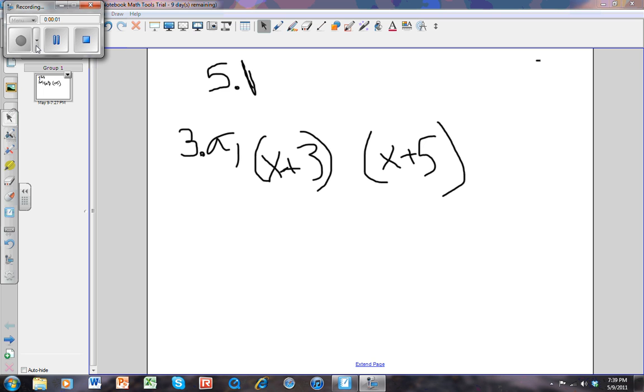Okay, so I'm doing lesson 5.1, question 3. The first question says x plus 3 and x plus 5. It asks us to use the distributive property to find each binomial product. So I've written out the question, and the first thing we're going to do is FOIL.